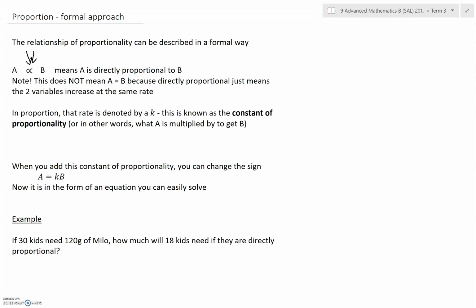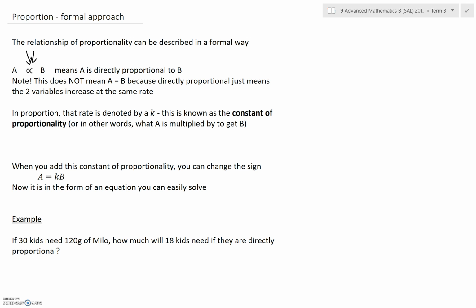So in proportion, the rate, which is what we've been working out what it increases at in a more informal way in our last lessons, is denoted by a K. K is known as the constant of proportionality. So remember I talked about that in the last few lessons. Constant of proportionality, that means how much the second variable is going up by. What is the rate that it's increasing at? Or in other words, whatever you multiply A by to get B.